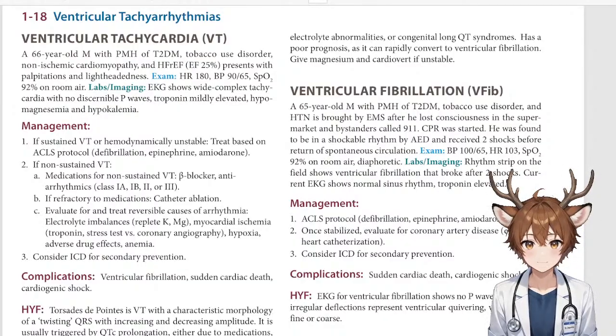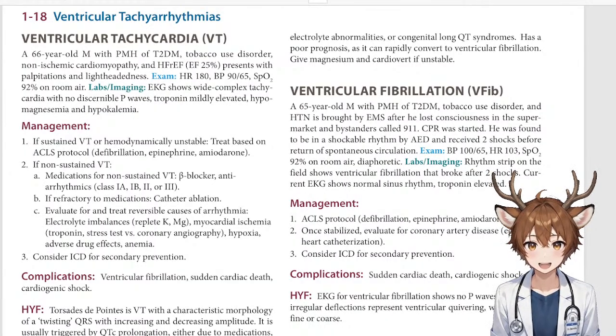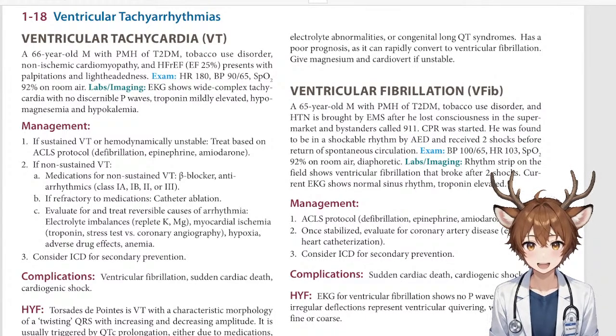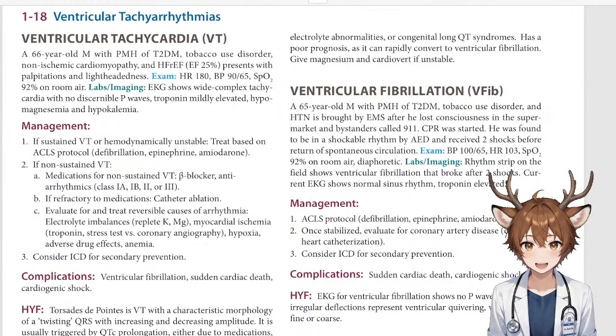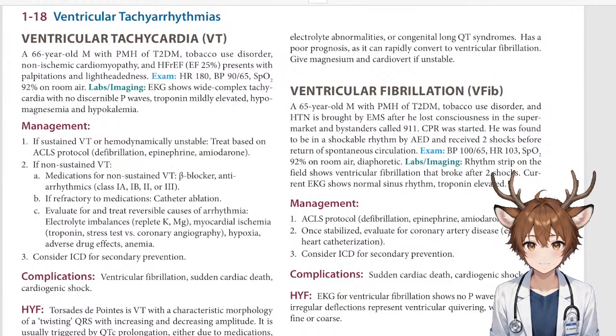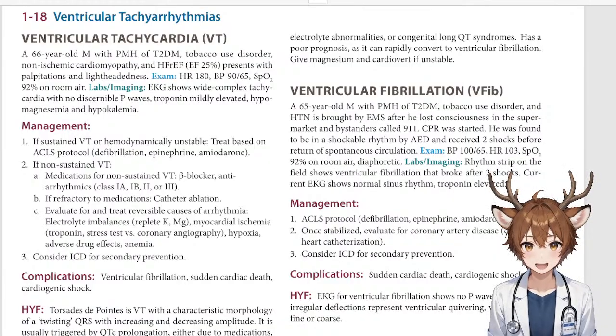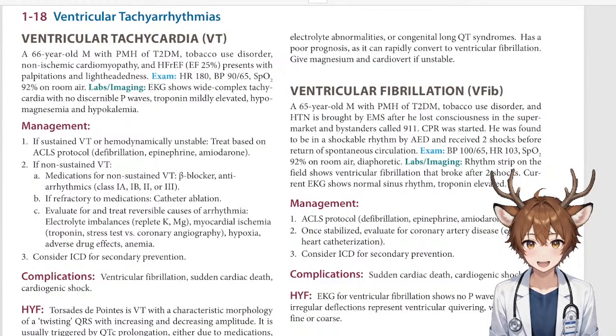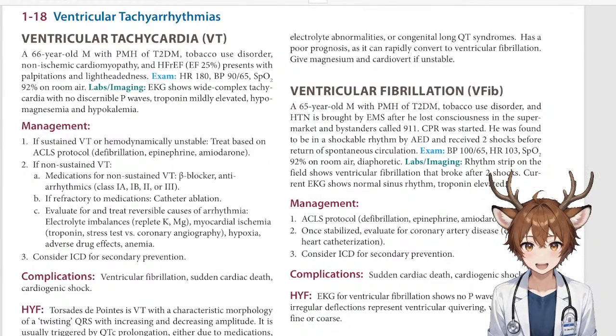So let's continue with some explanation. Ventricular tachyarrhythmias. Ventricular tachycardia, VT. A 66-year-old male with a past medical history of type 2 diabetes, tobacco use disorder, non-ischemic cardiomyopathy, and heart failure with reduced ejection fraction, or EF of 25%, presents with palpitations and lightheadedness. Exam has a heart rate of 180, blood pressure of 90/65, SpO2 of 92% on room air.